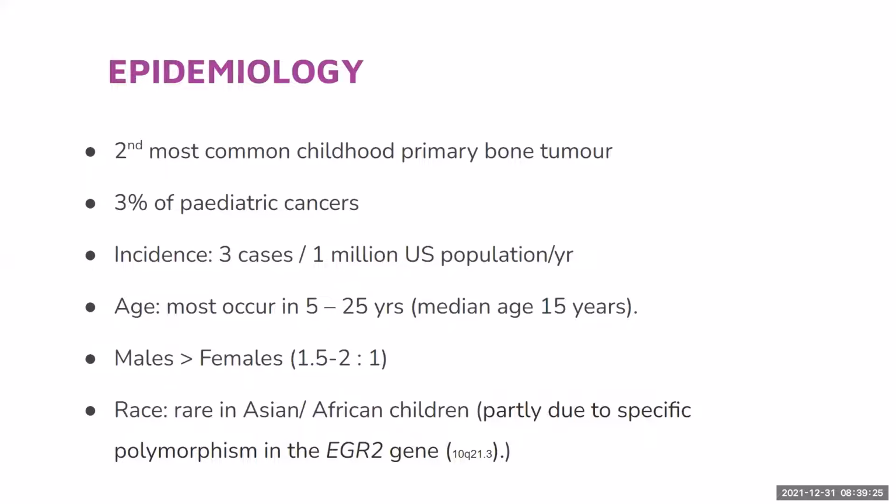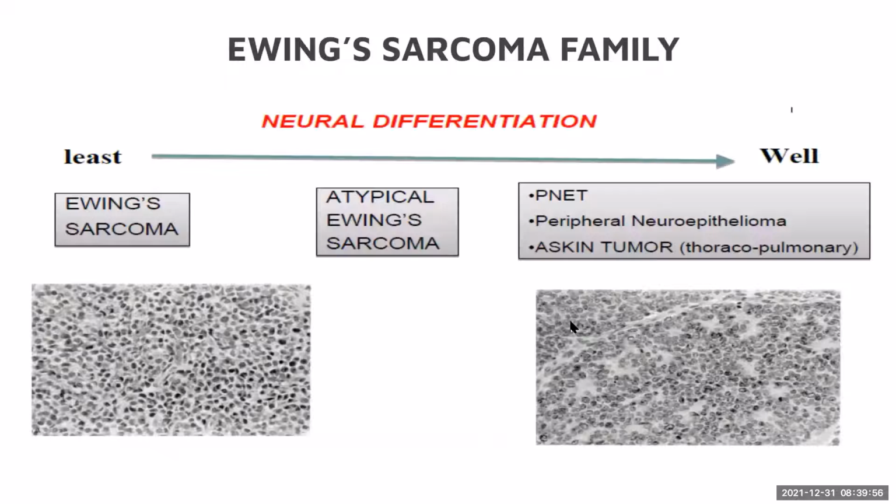Epidemiology: it is the second most common childhood primary bone tumor, around 3% of all pediatric cancers. Incidence is around 3 cases per 1 million in the US. It is less common in Asians because of a polymorphism of the EGR2 gene on locus 10q21, which helps in the functioning of the translocation of the Ewing sarcoma family group. Males are more commonly affected than females, and it is more common between the ages of 5 to 25 years, with a median age of 15 years.